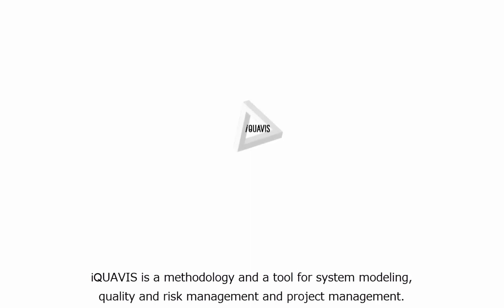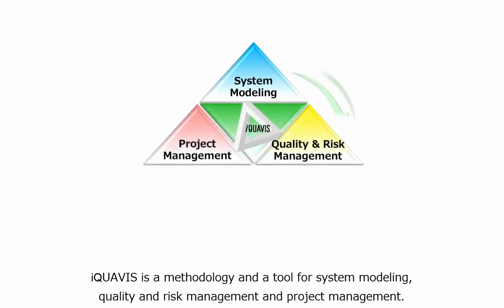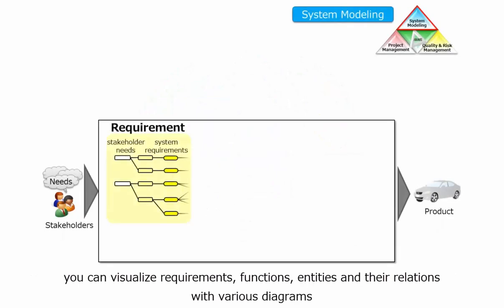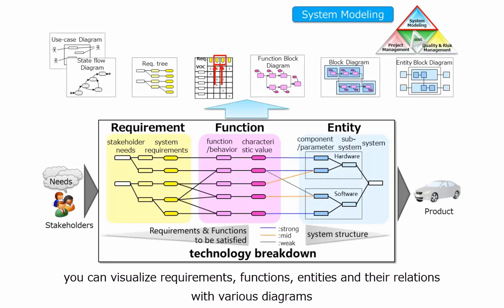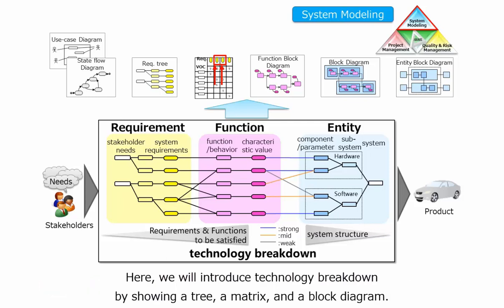iQUAVIS is a methodology and a tool for system modeling, quality and risk management, and project management. We have a lot of experience mainly in the fields of the Japanese automobile industry, precision machinery industry, home electronics industry, heavy industry, and so on. You can visualize requirements, functions, entities, and their relations with various diagrams by using iQUAVIS in a methodology technology breakdown ISID developed. Here, we will introduce technology breakdown by showing a tree, a matrix, and a block diagram.